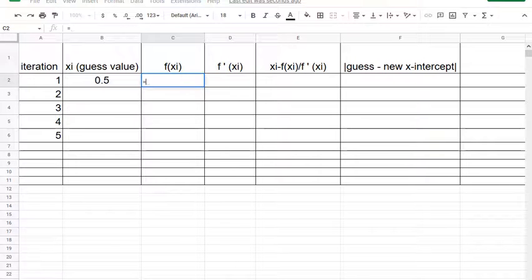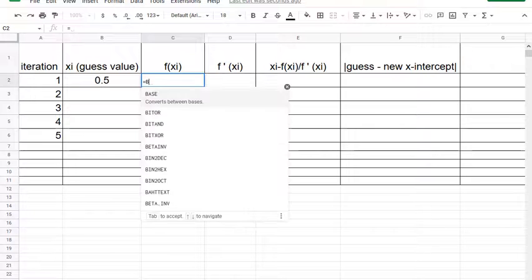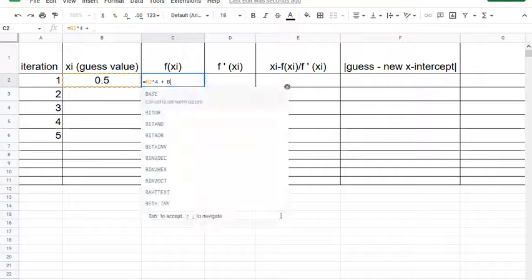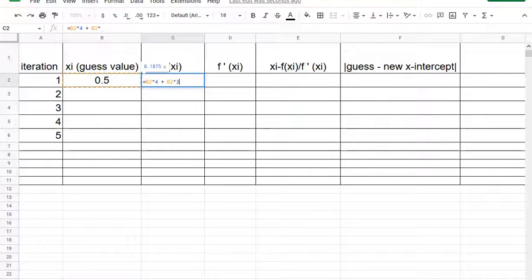And so this is how we would input the function into the spreadsheet. So the equal, and then this is x right here, and it is in cell B2. And so we would do B2, and then hat 4. So that's how we do to the fourth. And then plus B2 to the third. And then minus 3. And it will give us negative 2.125.